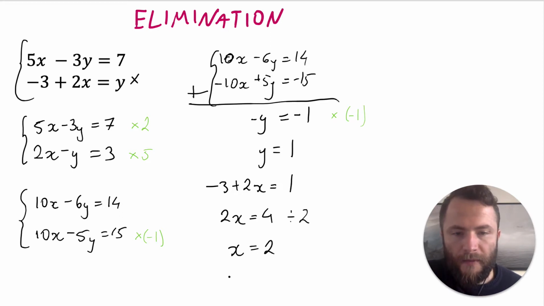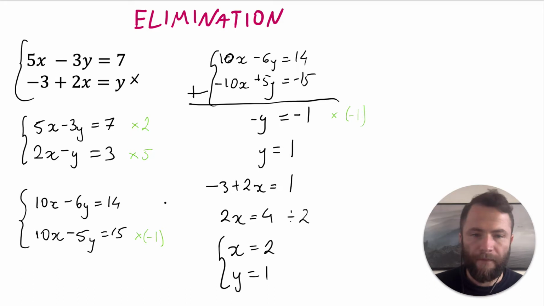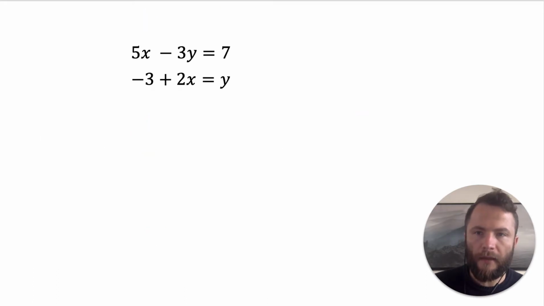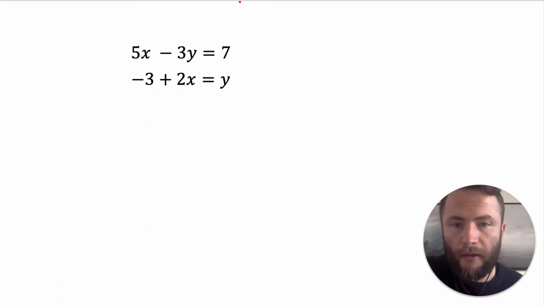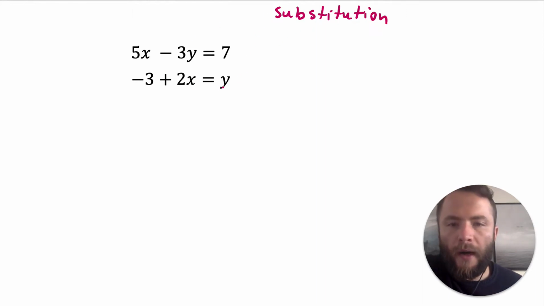And that's my solution. X is equal to 2, y is equal to 1, that's the solution to the system of those equations. The other method that we should be aware of is the method of substitution. How does it work? Let's make y the subject of both of those equations.